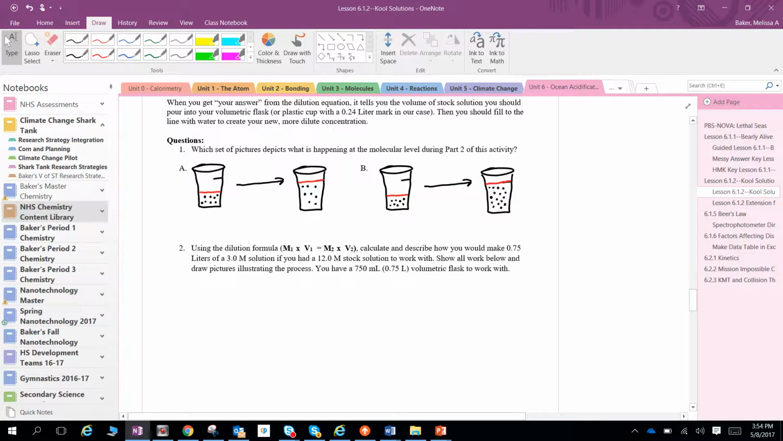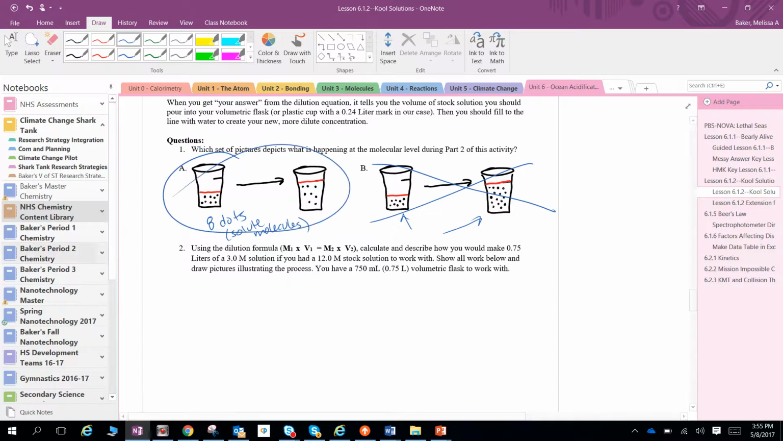So just to test yourself with pictures, which set of pictures depicts what's happening at the molecular level during this part? Well, I count 8 little dots representing my solute molecules. In picture A, it's still 8 dots, but they're more spread out. And in letter B, there's 8 dots, but then there's more dots. So we weren't adding more solute. We were just adding water so that the solute would spread out and become less concentrated.